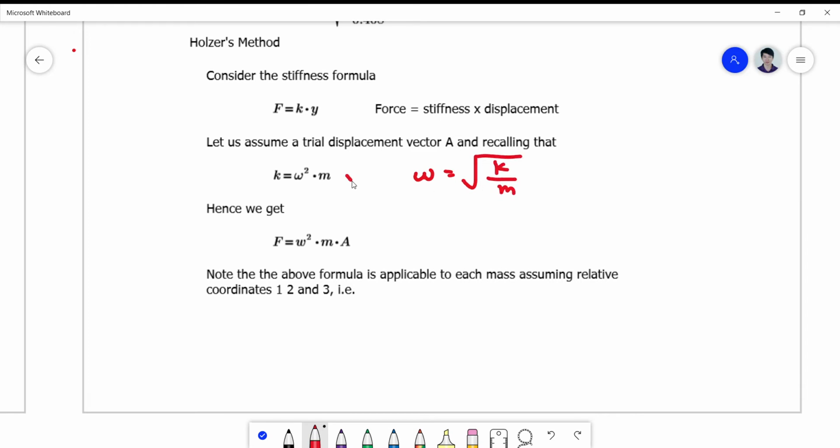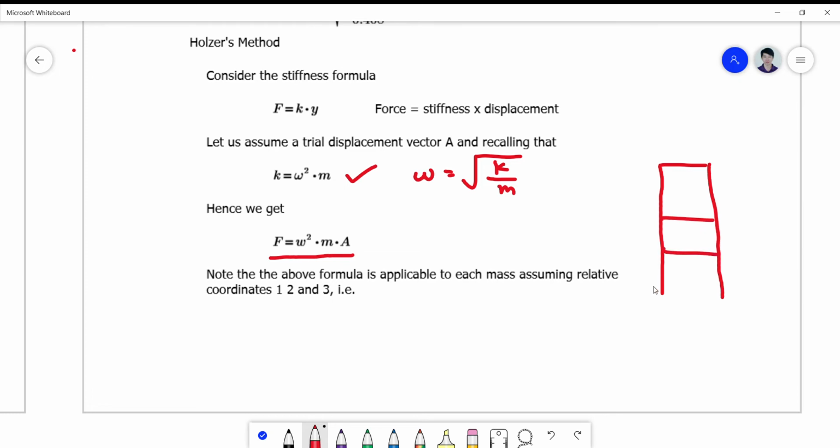Okay, so we can actually use this to relate the mass and the stiffness. Hence, we get from the stiffness formula this equation here, which is very important in the Holzer's approach to the determination of the natural frequency. And note that the above formula is applicable to each mass assuming relative coordinates 1, 2, and 3. Okay, so this can be very well understood by looking into the model as a shear building model.